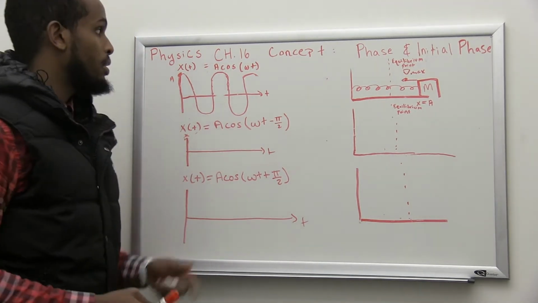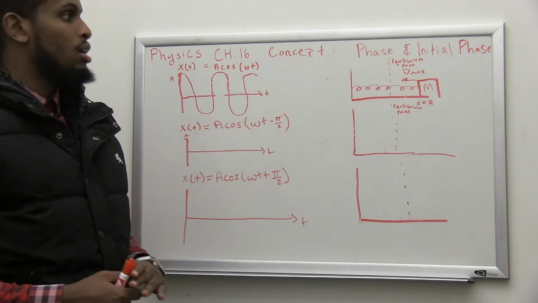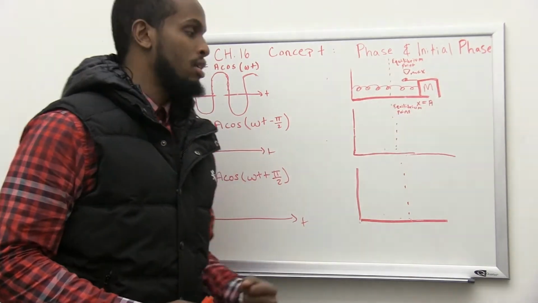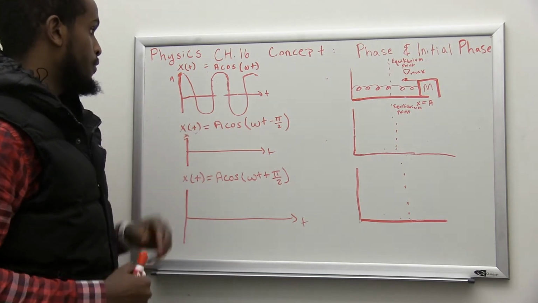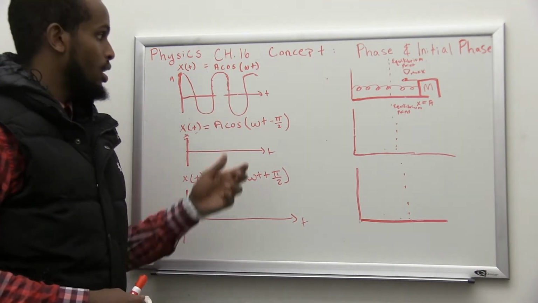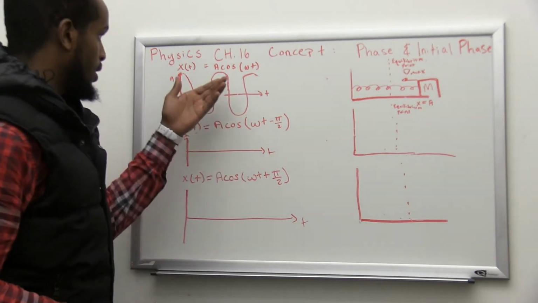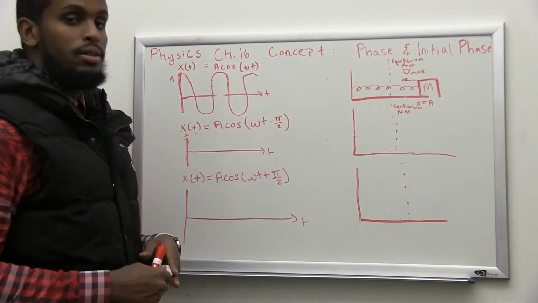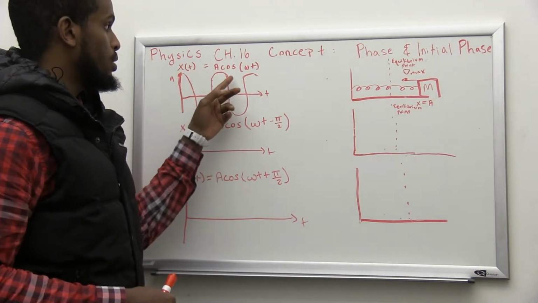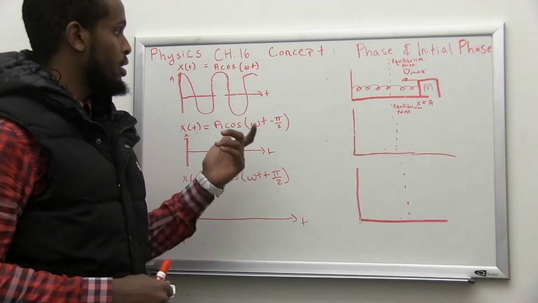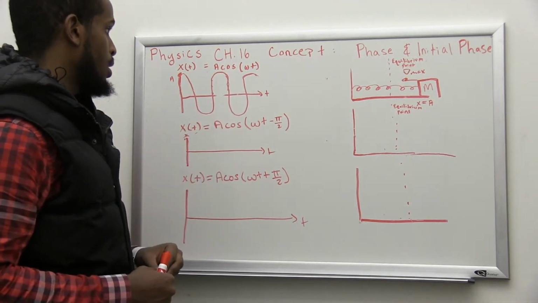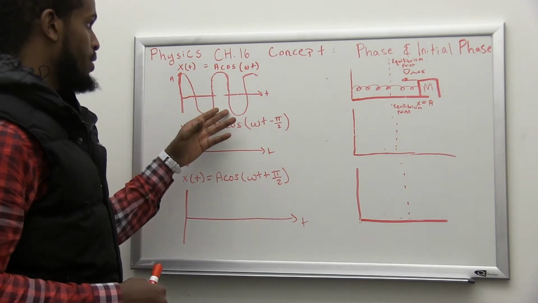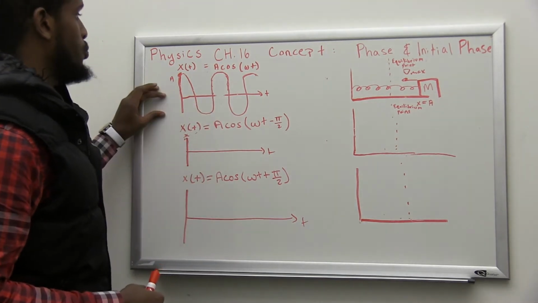This video is going to be about physics chapter 16, concept phase and initial phase. So if you're given the position function, x of t equals A cosine omega t, x of t is our position, A is our amplitude, omega is our angular frequency, and t is a time variable. In this scenario, if you draw this graph out, you'll get this graph.